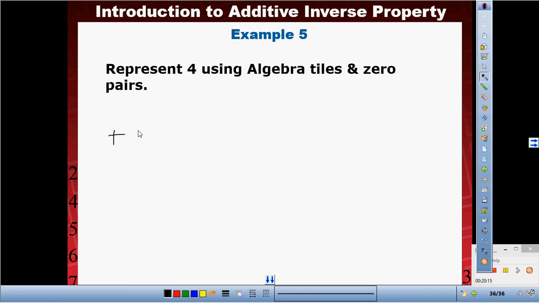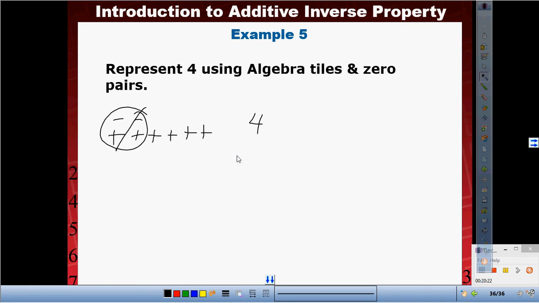6 positives, 2 negatives. 1, 2, 3, 4, 5, 6. 2 negatives. Circle this. And we're left with positive 4. Does everybody agree? Okay, pass it to someone. One more example. Who? Natalia.